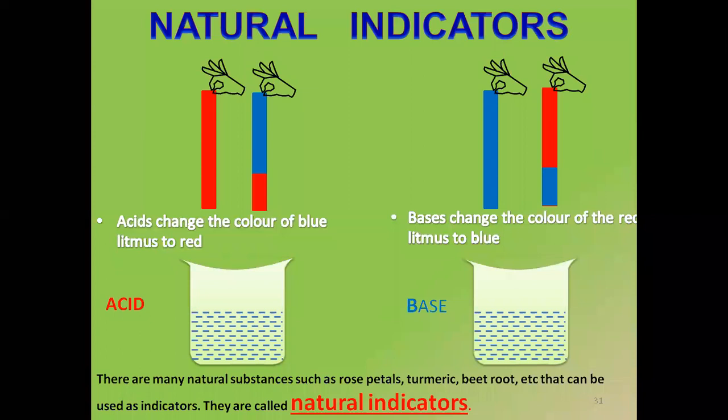The yellow stain will immediately turn red. Why is it changing the color when it is coming in contact with soap? Because soap is a base. That means in base and in acid, turmeric changes its color. When it is acidic, it is yellow. When it is basic, it turns red. And that is why turmeric becomes an indicator.